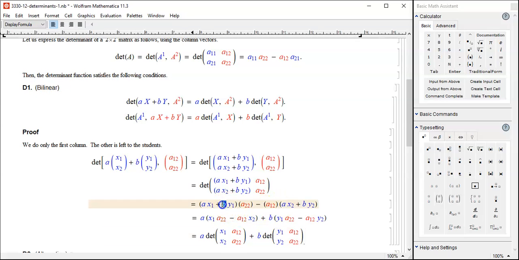Likewise, we can do the same thing to this b. Take this b out, and there's another b. So, okay, how about this b? y1 times a22, and how about this b? y2 times a12, but that's minus. So minus a12 times y22. So we have this AD minus BC form, crisscross form, and that happens to be this determinant. So that completes the proof.